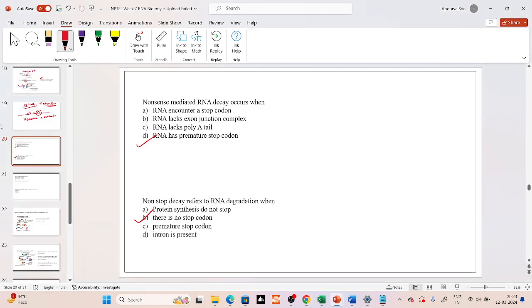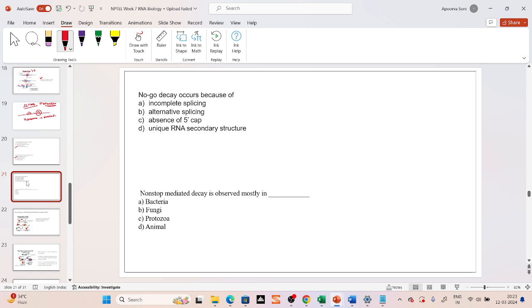Good. Now, next question: no-go decay occurs because of incomplete splicing, alternative splicing, absence of 5' cap, or unique RNA secondary structure. 1 minute and then I'll switch the screen.